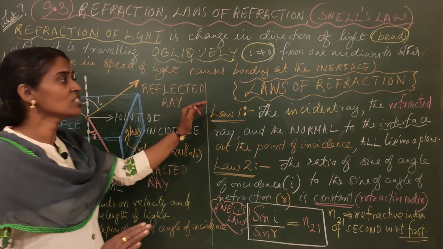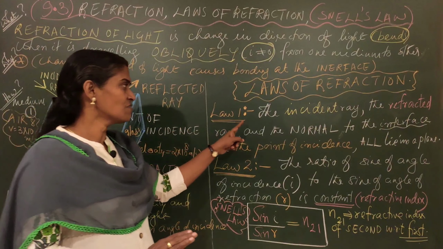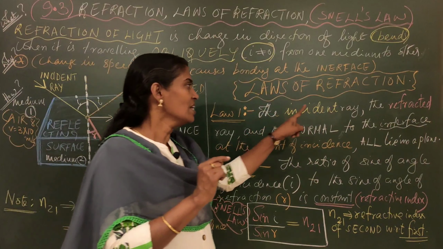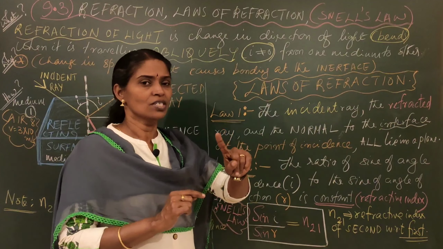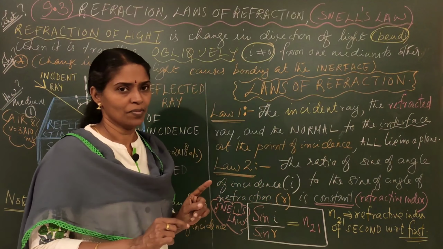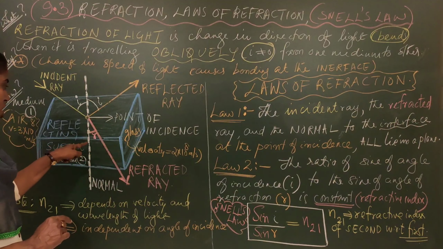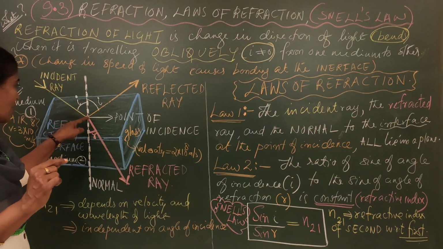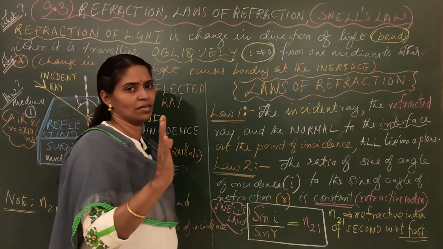Now comes the laws of refraction. The first law is familiar to you, same as the law of reflection. Only instead of using reflected, you use the word refracted. So incident ray, refracted ray and the normal, the same colors. At the point of incidence, that's a very key word, all should lie in the same plane.